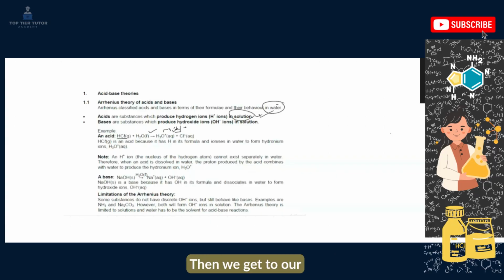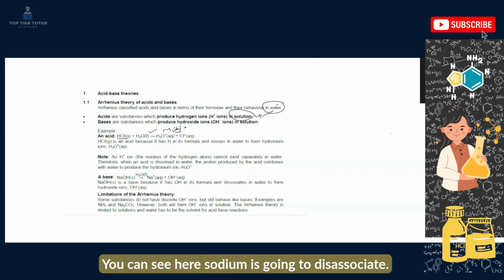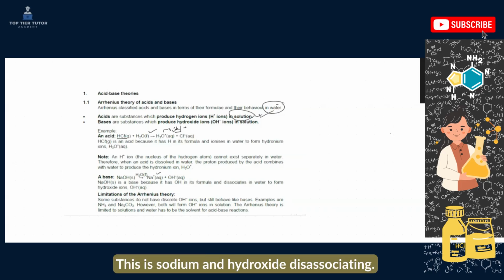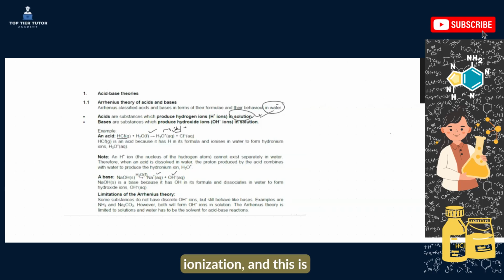Then we get to our base. You can see here sodium hydroxide is going to dissociate in water to form sodium and hydroxide. This is dissociation, and that one is ionization. So there's a difference between this reaction and that. This is an acid reacting with water, ionization, and this is the base dissociating in water to form sodium and hydroxide.